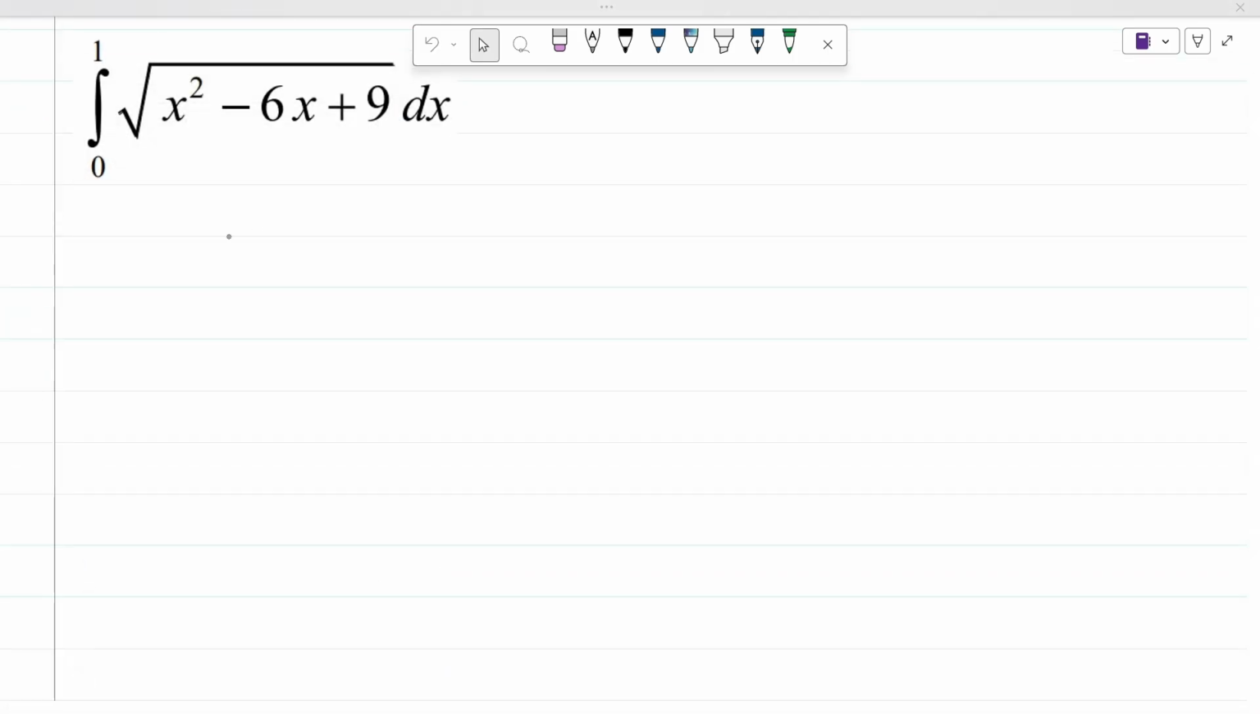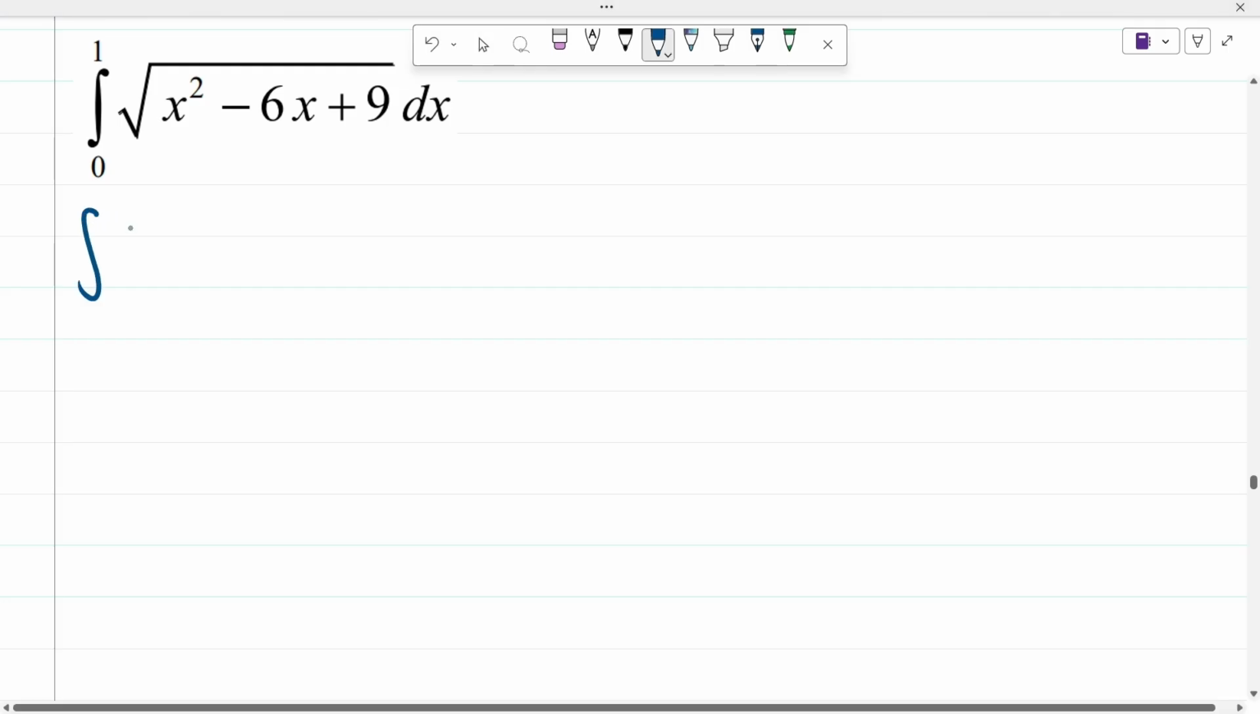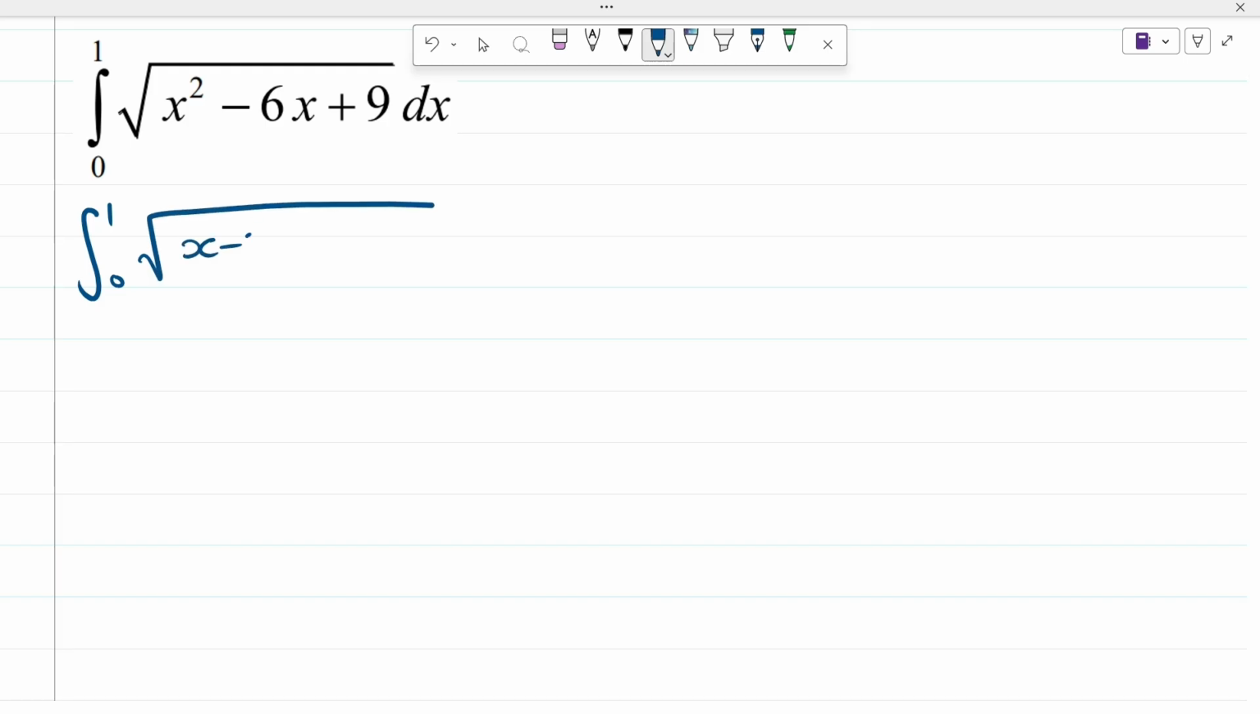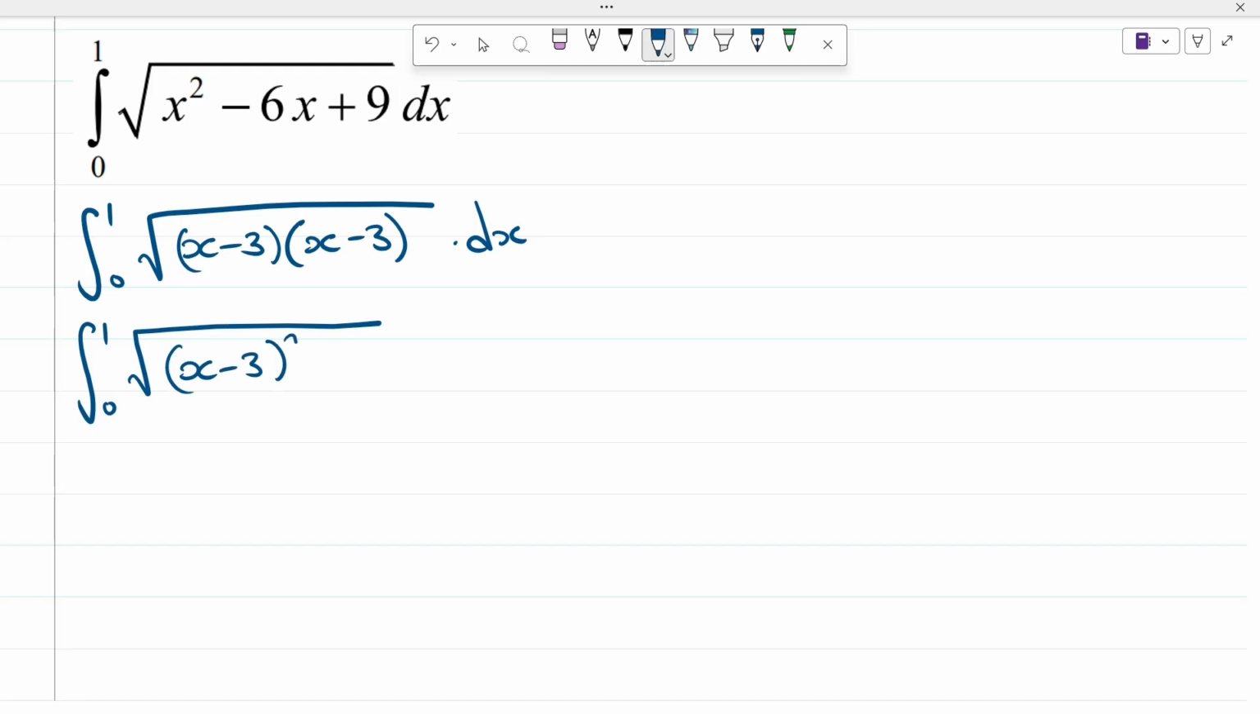All right, this one. We're going to ask ourselves, can we simplify this? Then yes, we can. Let's go and simplify first. So when we simplify this, I'm going to rewrite. This is going to be x minus 3 dx. Then the integral of this is the same as, okay, x minus 3 and x minus 3 are the same, so I can say this is x minus 3 squared, then dx.